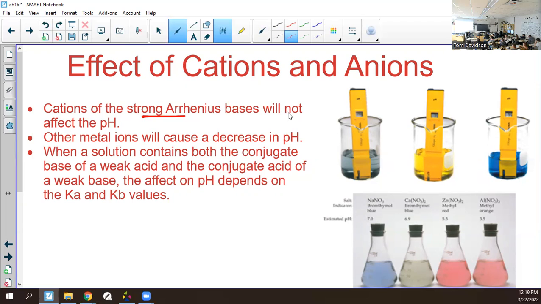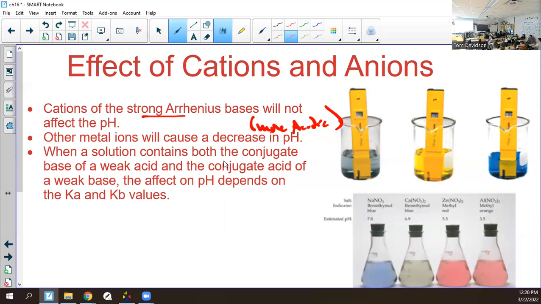Cations of strong stuff will not affect the pH. If it ever says strong anything, it's not going to affect the acidity or basic nature. Other metal ions will cause a decrease in pH. Once again, this is just a summary. We mean more acidic. I keep saying that because a lot of kids think a decrease in pH means it becomes more basic, which is super not right.